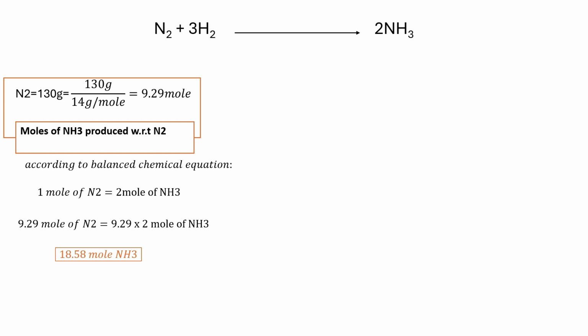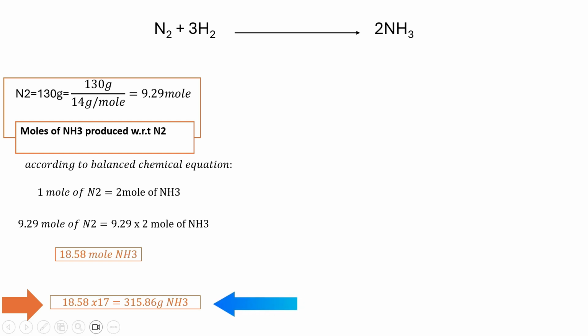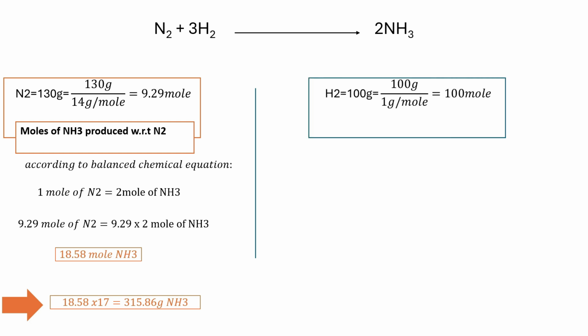And if you want to convert it into grams, we can simply do that by multiplying 18.58 with the molar mass of ammonia, which would give us 315.86 gram of ammonia. So this is the amount of ammonia in moles produced with respect to nitrogen, and this is the amount in gram. Now let's look at the amount of ammonia produced with respect to hydrogen. First, we need to convert 100 gram of hydrogen into moles, and that is pretty simple. 100 gram divided by the atomic weight of hydrogen, and this would give us 100 moles of hydrogen.